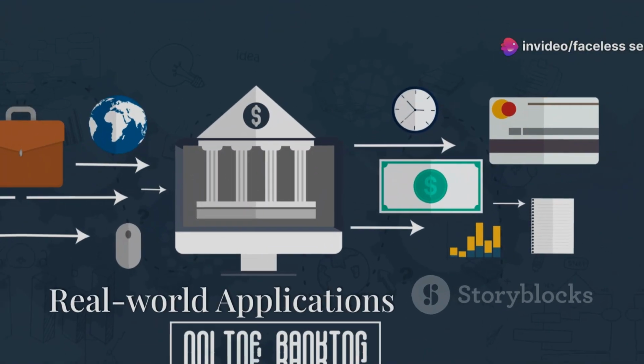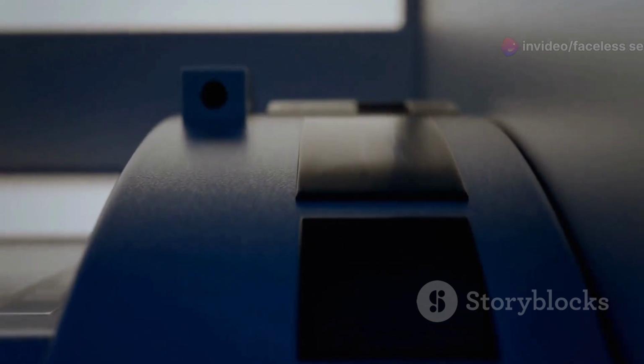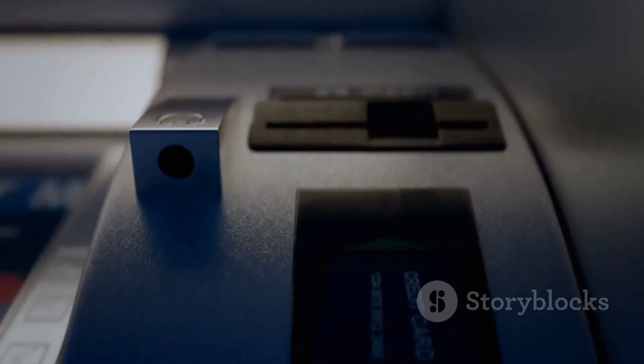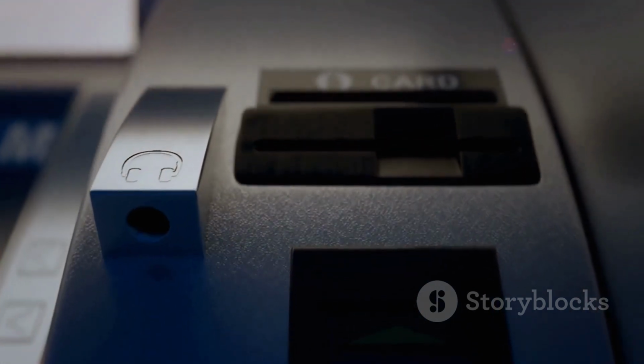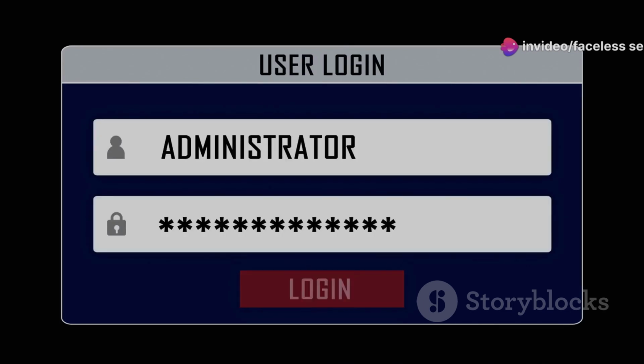Together, these 5 pillars, confidentiality, integrity, availability, authenticity, and non-repudiation, form a comprehensive framework that helps safeguard information against various threats. Let's look at some real-world examples of how these pillars are applied.